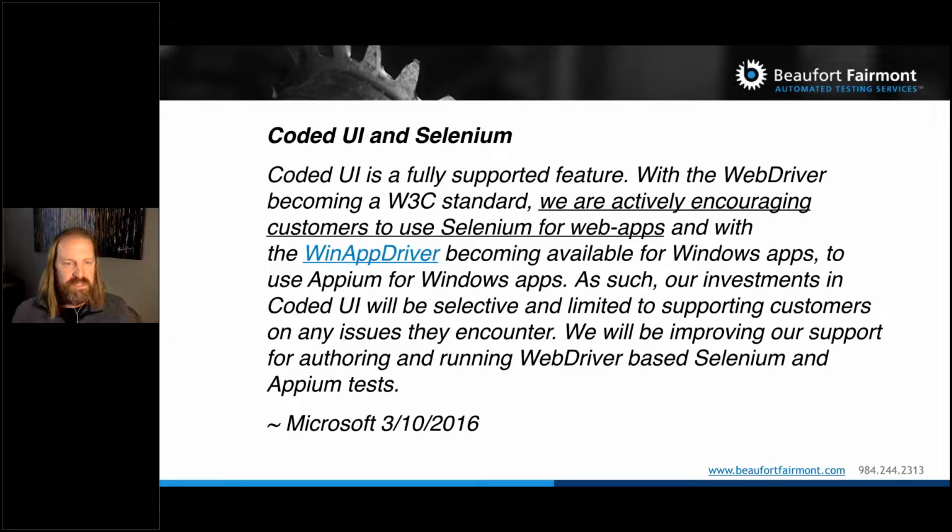The only reason that they would do this is because they realize there's not a future in it. They've lost this game to Selenium. They don't want to fight it anymore. And they're actually moving people over to Selenium. So that last sentence, will be improving our support for authoring and running WebDriver-based Selenium and Appium tests. That's huge. To pick an open source tool over the one that you created at your company, and then to support it more so than the other, it was breathtaking to see that. So this really made the case against CodedUI and made it so that by default Selenium was going to win with each of these two clients.